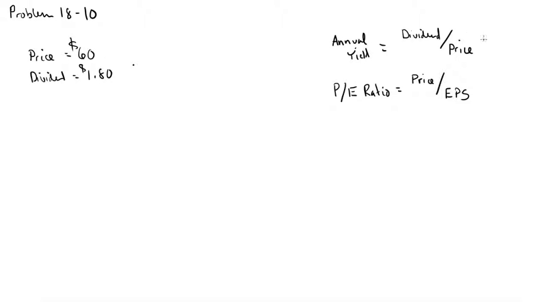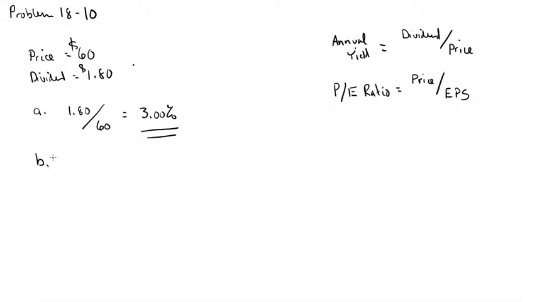Well, I gave you the formula over here. You can also find that in the book, but the annual dividend yield is the dividend, which is $1.80, divided by the share's price, which is $60. The annual dividend yield would be 3%. Annual dividend yield of 3%.